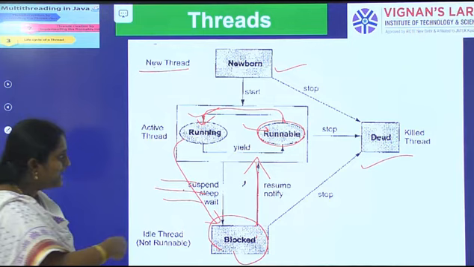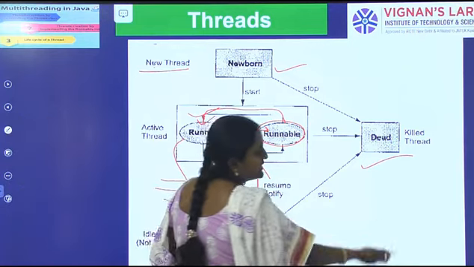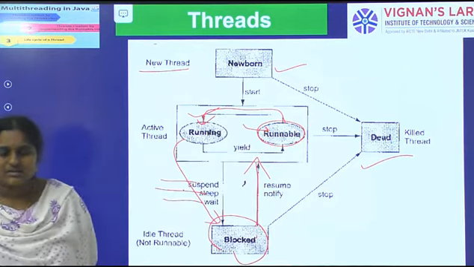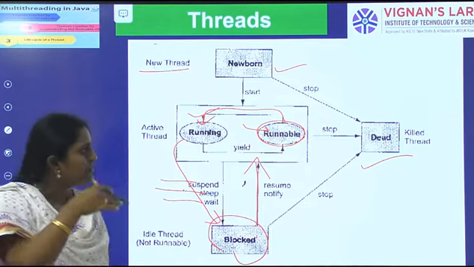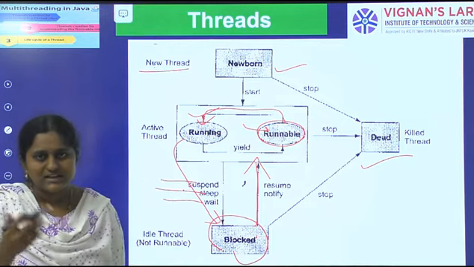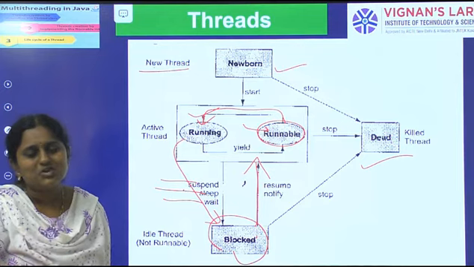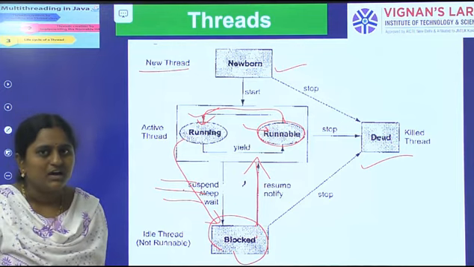If no interrupts are there, the thread will move to the dead state. After completion of its task, it automatically moves to the dead state. It is a natural death. We can also call the stop method to forcibly kill the thread.